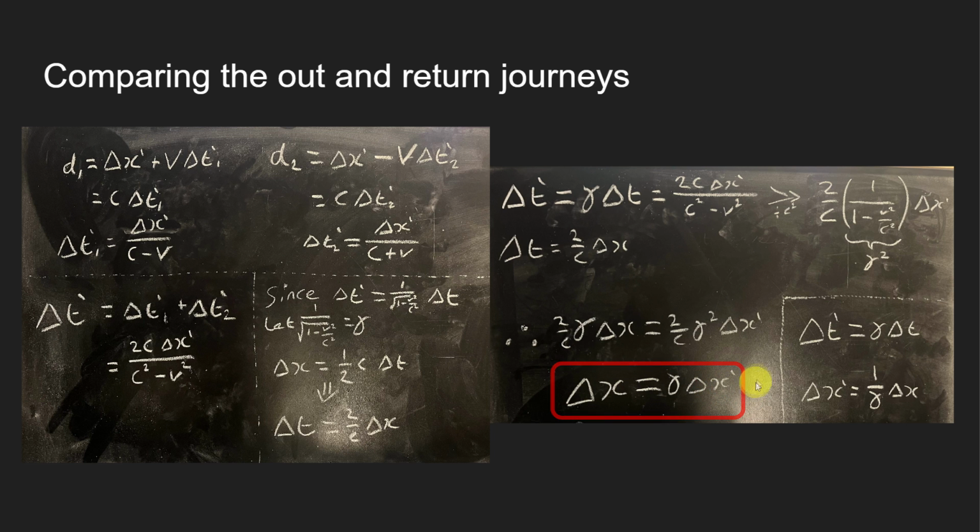What I'm going to do here is I'm going to rearrange it one final time. So we've got it looking similar to the time that we had before. So previously we had delta t prime equals gamma delta t. And now for the length contraction, we've got delta x prime equals 1 over gamma delta x.